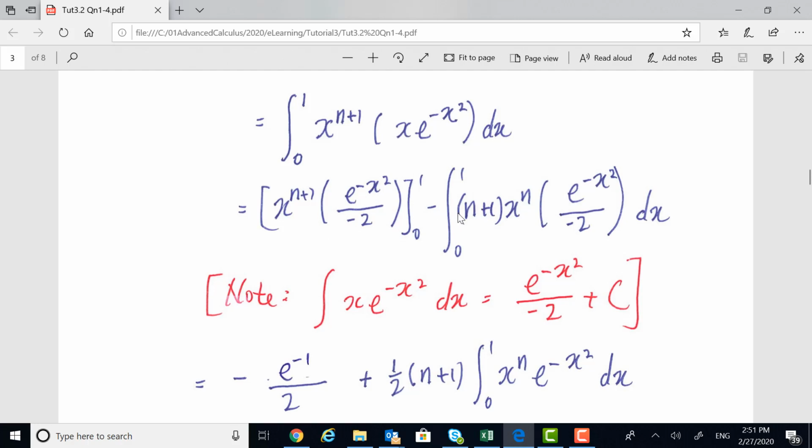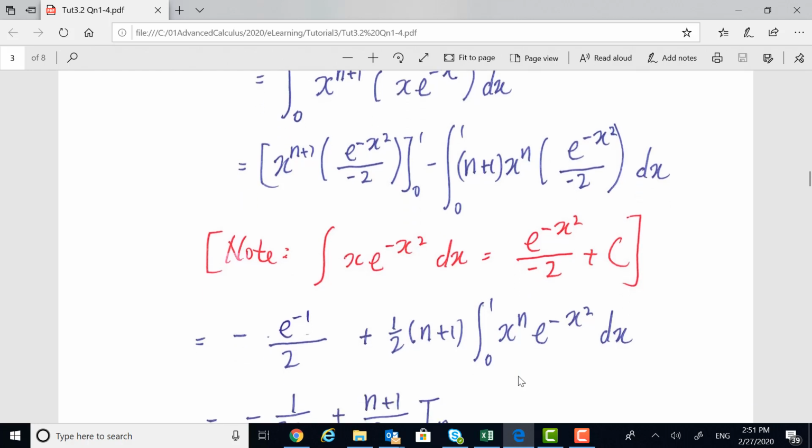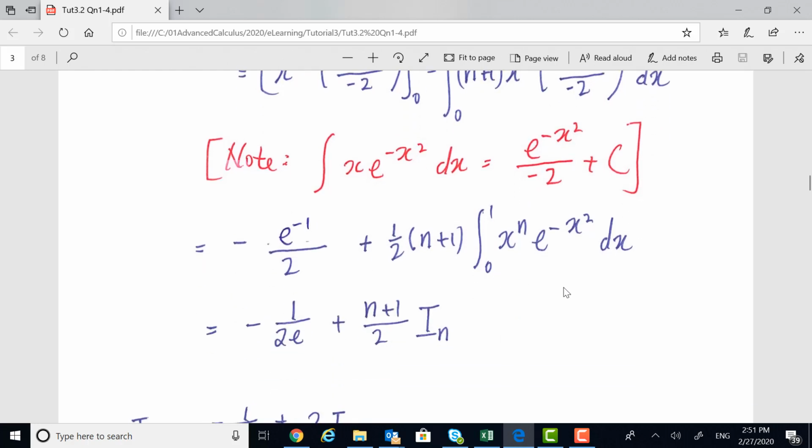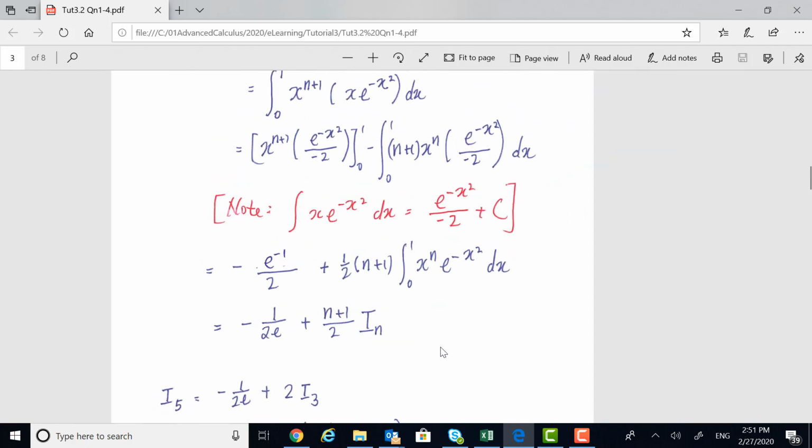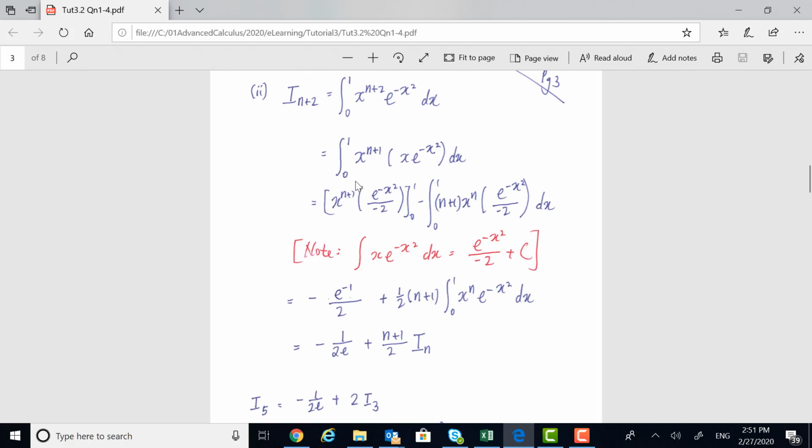Then over here, minus and minus gives you a plus. Then n plus 1 and the 2 gives you this expression here. And then whatever remains is just x to the power of n times e to the power minus x squared, you can see. And then again, you realize that this one is just your I of n. So I have successfully proven what the question wants me to do, and that's to show that I of n plus 2 is equal to this.